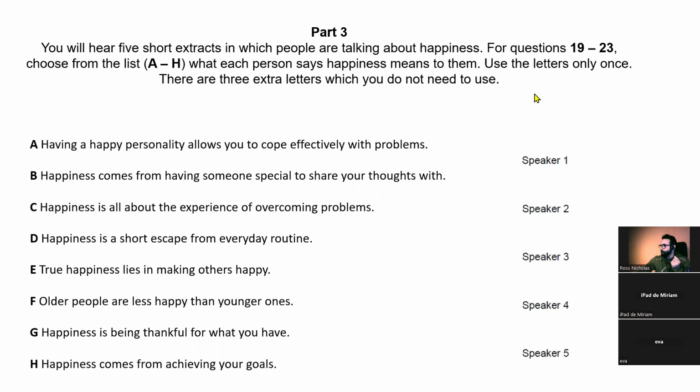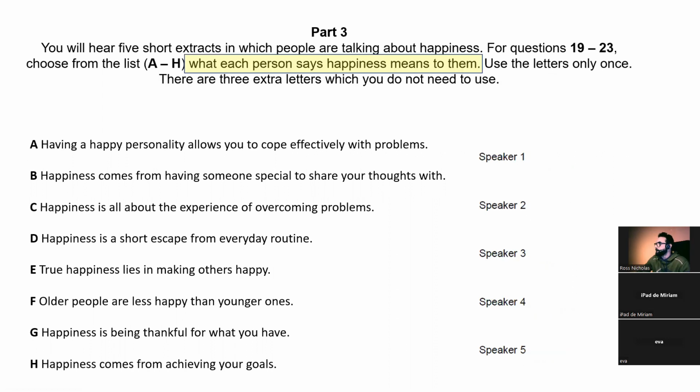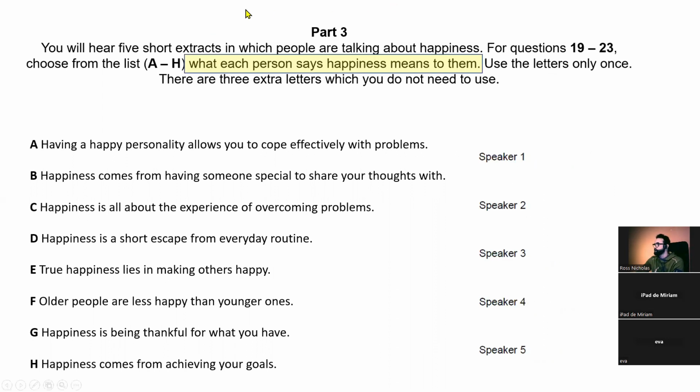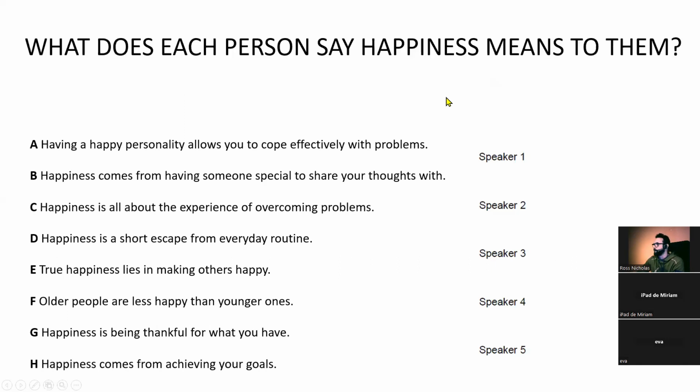Identify the main idea. Exactly. And what is the main idea in this question? What each person says happiness means to them. Exactly. So I would recommend writing this on a separate piece of paper in big letters, and just leaving this question. What does each person say happiness means to them? Because all this information before is too confusing. There's too much information to distract you.